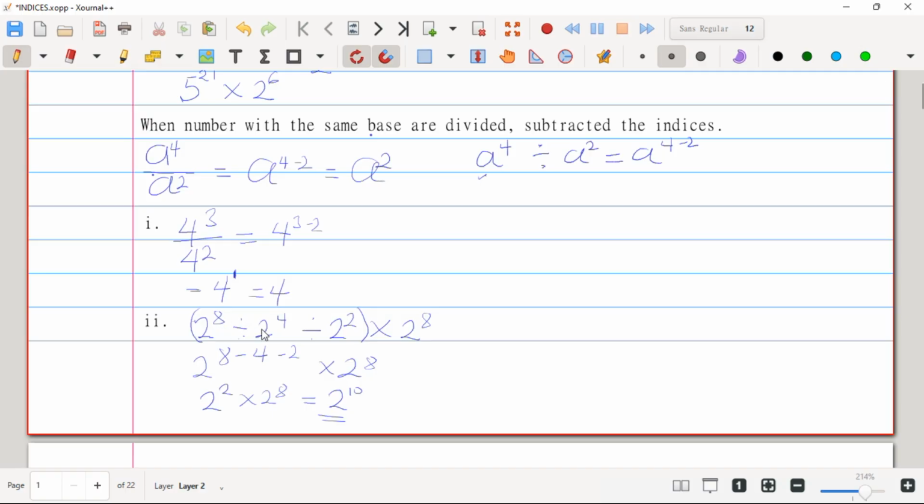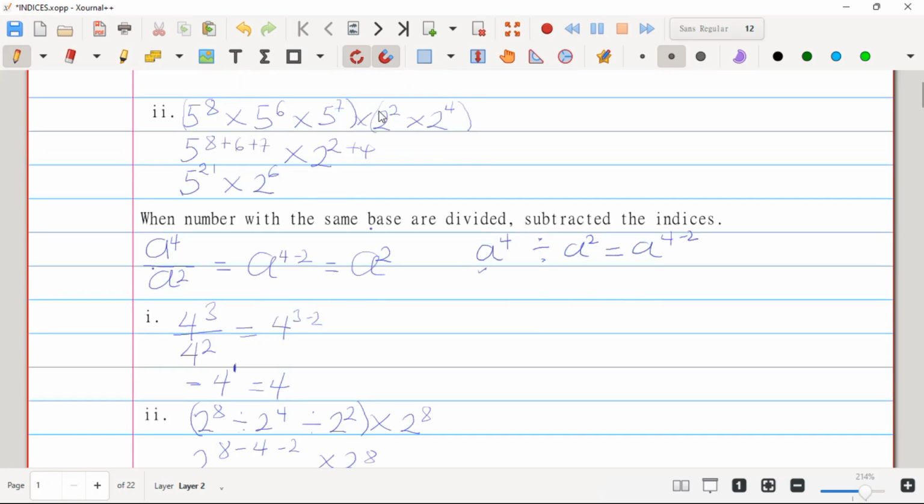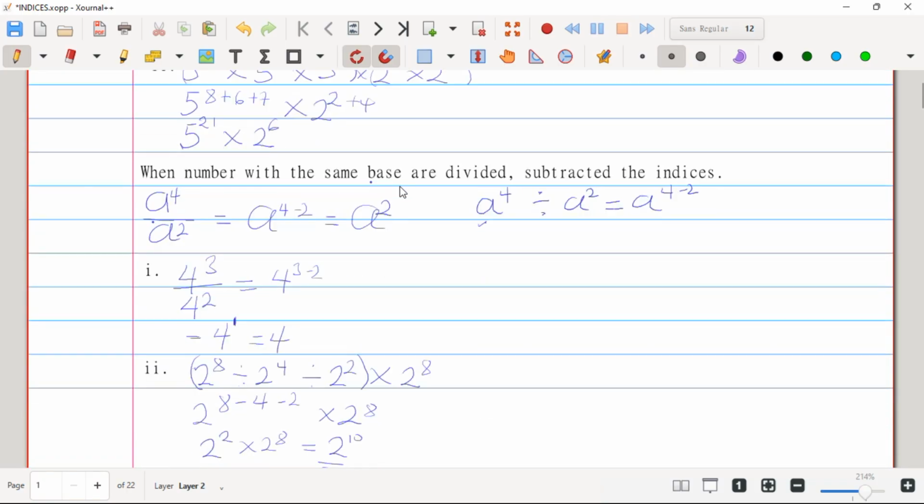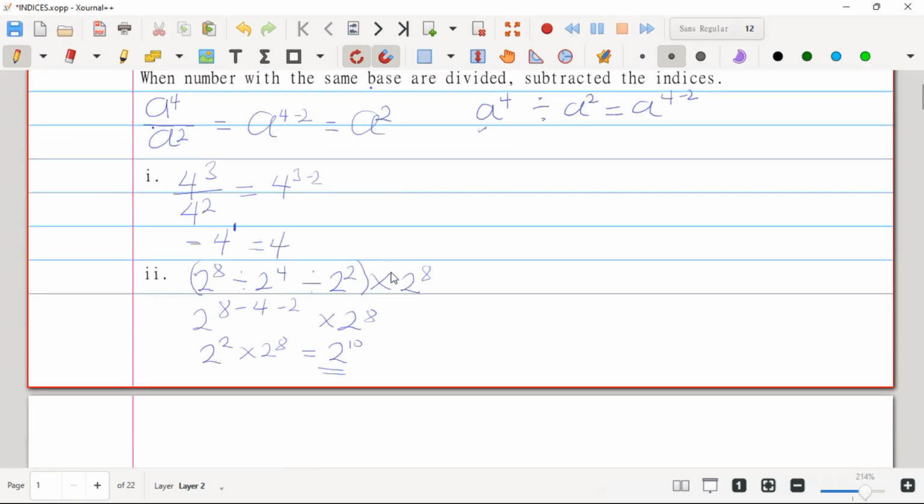And then we are having another expression: 2 raised to the power 8 divided by 2 raised to the power 4 divided by 2 raised to the power 2 times 2 raised to the power 8. All that we are going to do is, you see, we are having division and then multiplication. The multiplication, we learnt it at the top there: if the bases are the same, we add the exponents. But here we are having bases that are multiplying each other, and then bases that are dividing. So we are just going to focus on the division first, and once we are done with the division, we go to the multiplication.